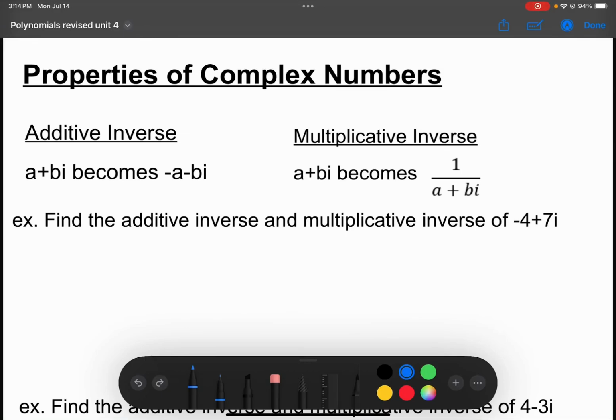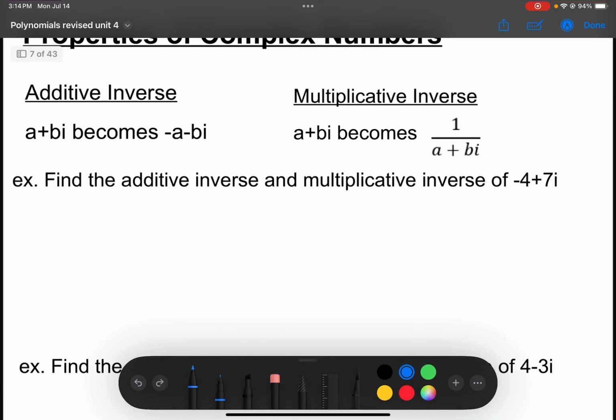Okay, now we're going to be talking about some properties of complex numbers. So one property that we have is called the additive inverse. Unlike the conjugate, now both of the signs change. So we're going from a plus bi to negative a minus bi. So both the signs change.